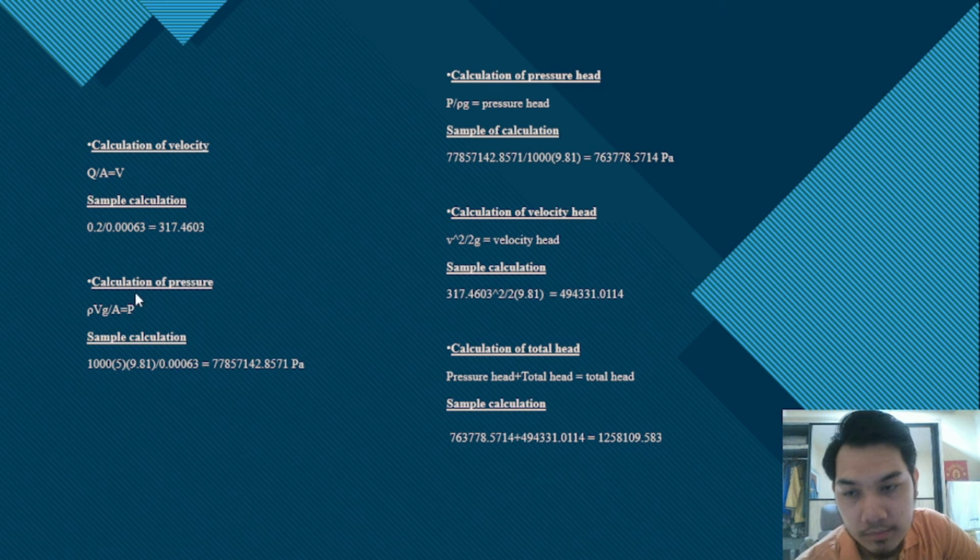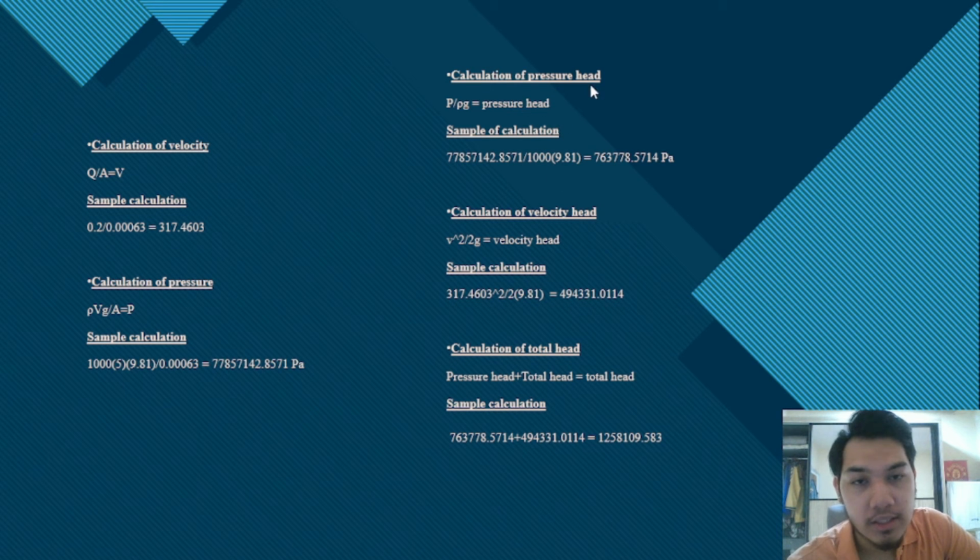After that, calculation of pressure. To calculate the pressure, we use the formula of rho V g divided by A equals P, where rho is the density of water, V is the volume, and g is the gravity, whilst A is the area. So this is the answer that we get for the pressure.